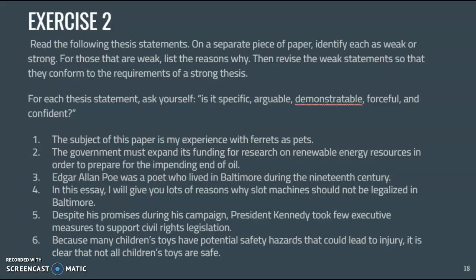Okay, exercise 2. So this is the second part that you will be doing and handing in. Read the following thesis statements. On a separate piece of paper, identify each as weak or strong. For those that are weak, list the reasons why. Then revise the weak statements so that they conform to the requirements of a strong thesis. So for each thesis statement, you can ask yourself, is it specific? Is it arguable? Is it demonstrable? Is it forceful? And is it confident? Okay, and that's that.